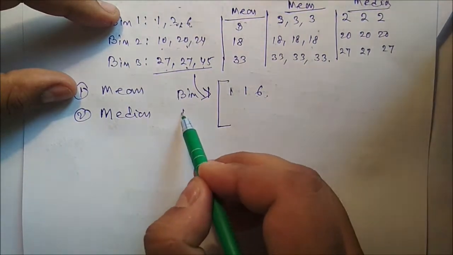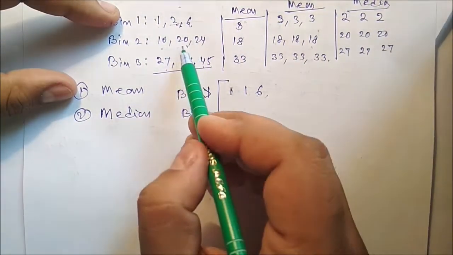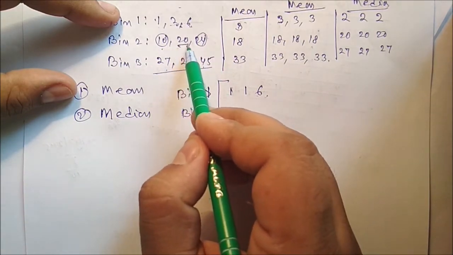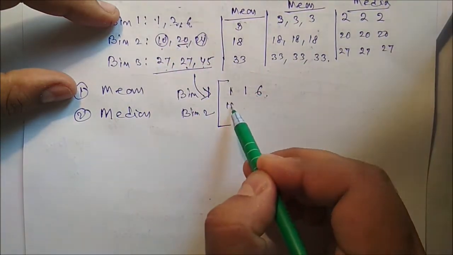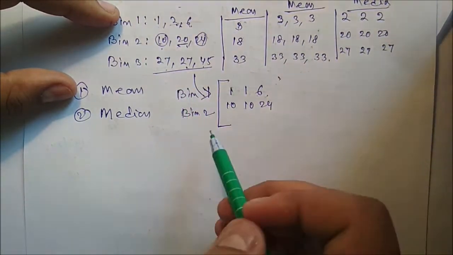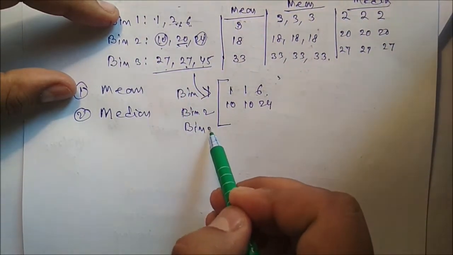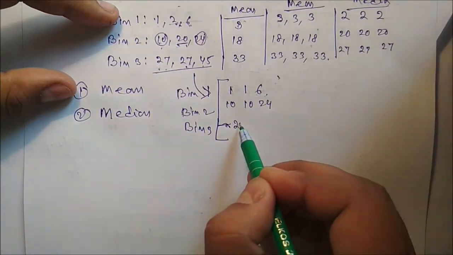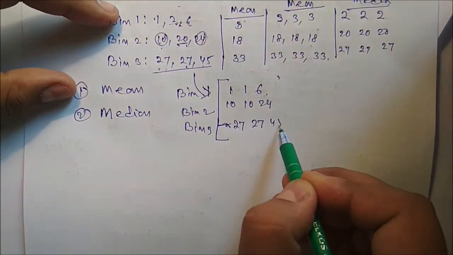Similarly, if it is bin 2, the minimum is 10 and the maximum is 24, so it will be 10, 10, 24. And for bin 3, 27 is already there, so we can write 27, 27 and 45.